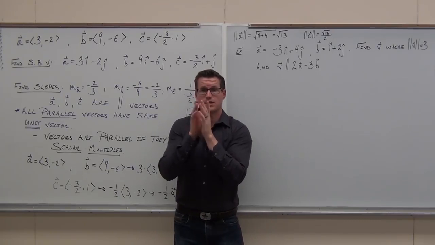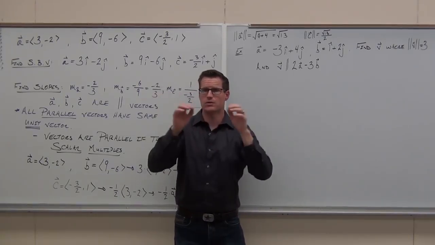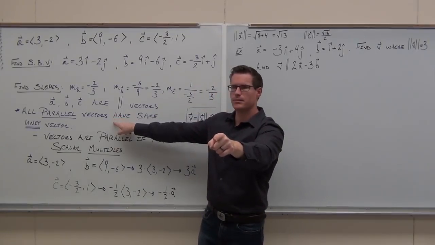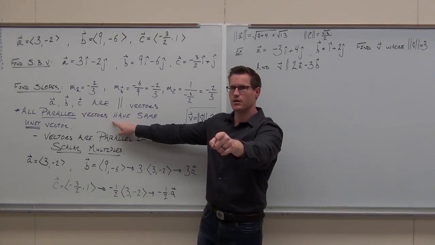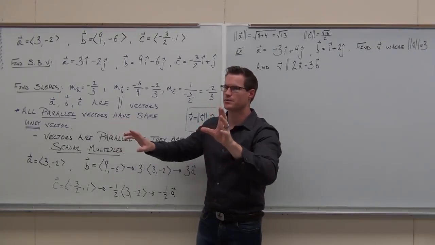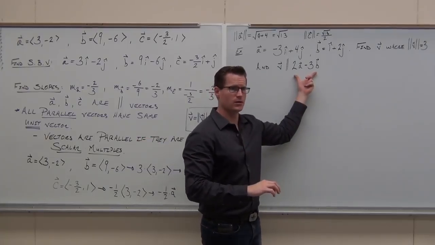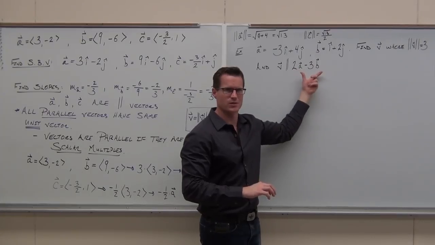Same slope. Let's think more general. Same unit vector. That one. Two vectors are parallel when they have the same unit vector. Here's how this works. It's kind of a weird concept. We're going to find this vector right now. Is that going to be hard to do? No. That's 2 times A minus 3 times B. That's pretty easy.